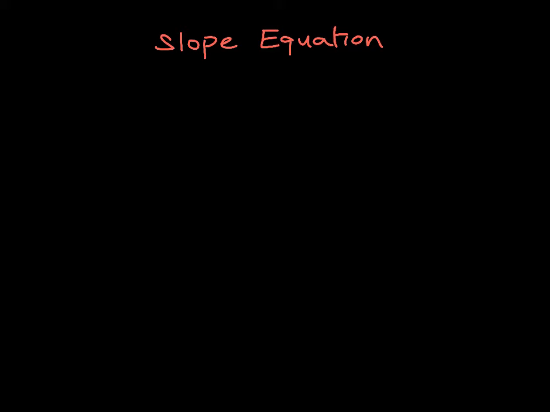slope equation is given by the formula m, where m represents the slope, is given by the change in y, which is y minus y1, divided by the change in x, which is x minus x1. So we said that if you have 2 points of a line, you can calculate the slope of that line.